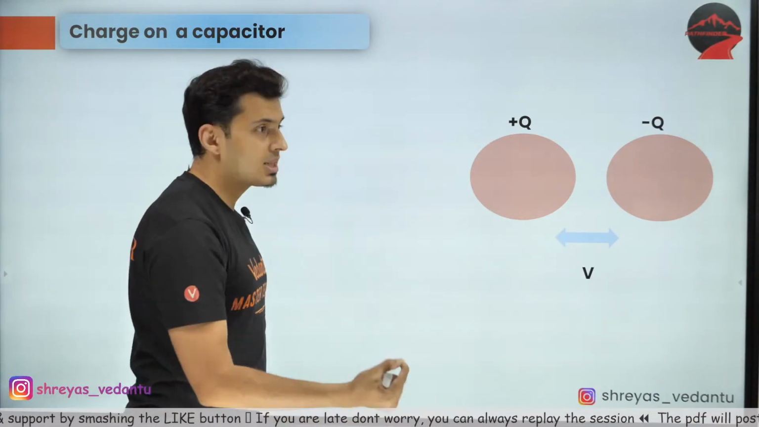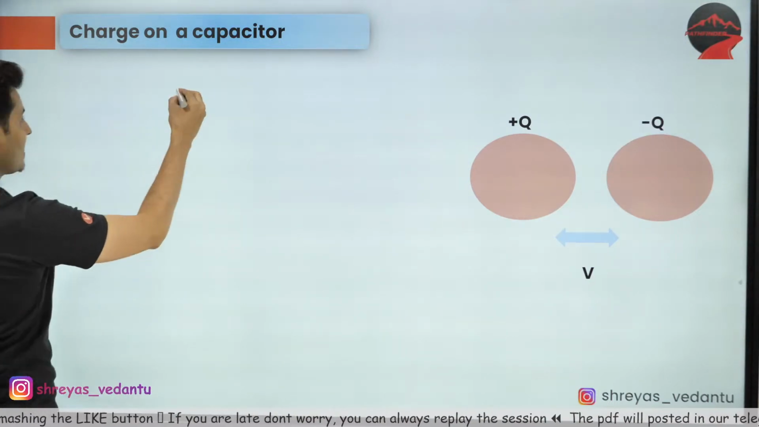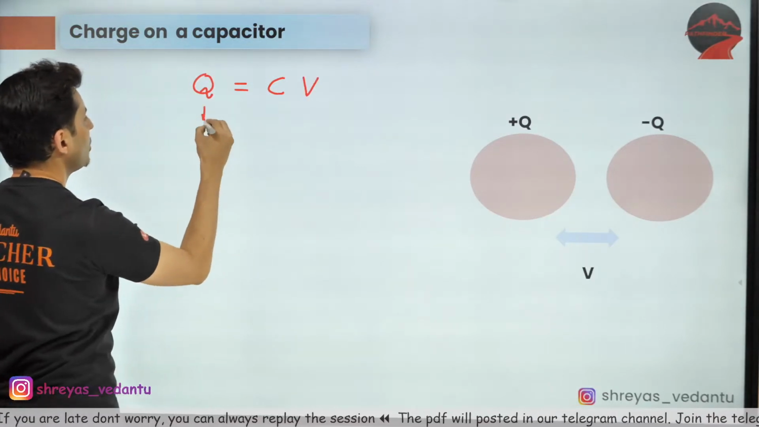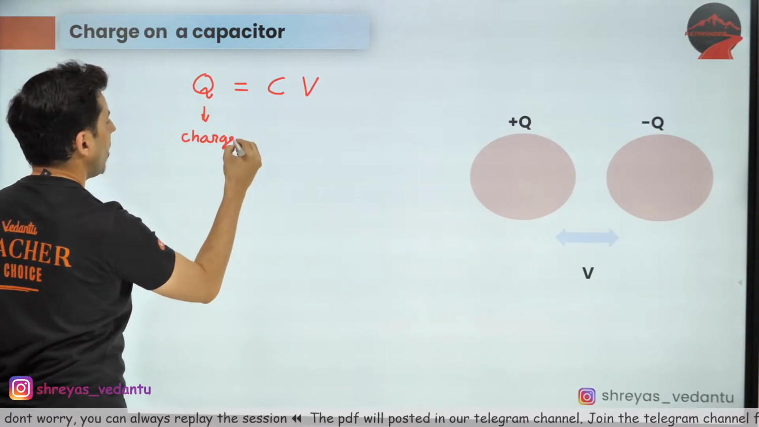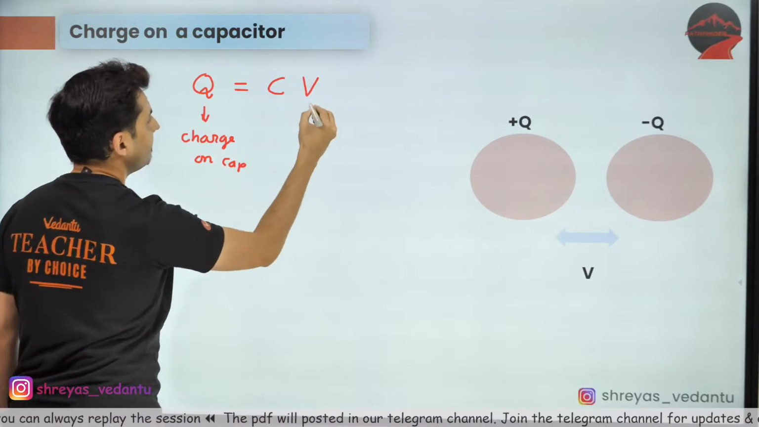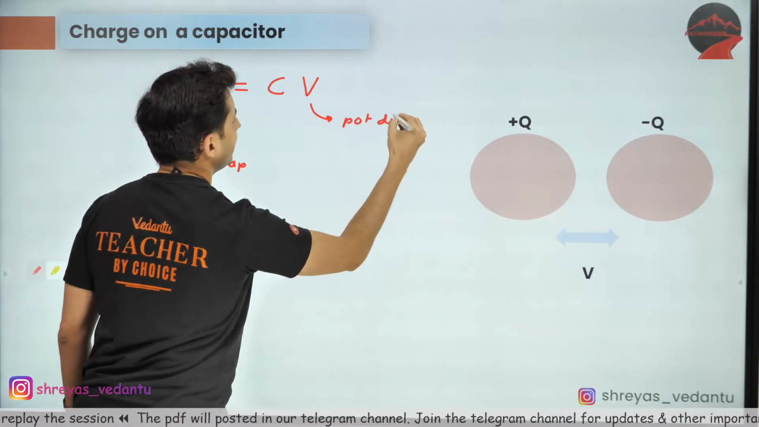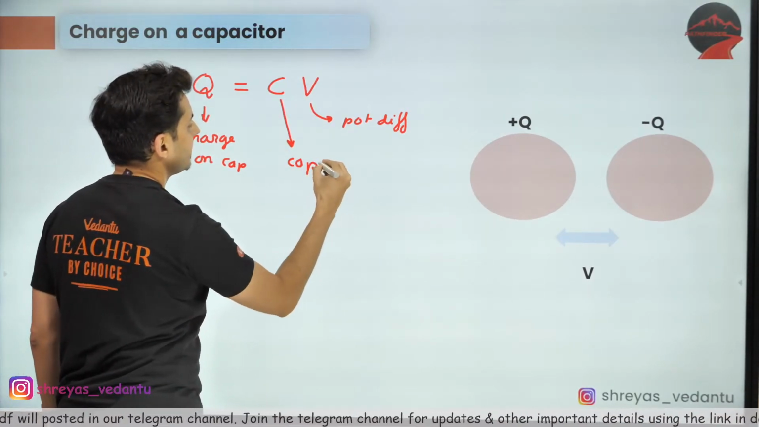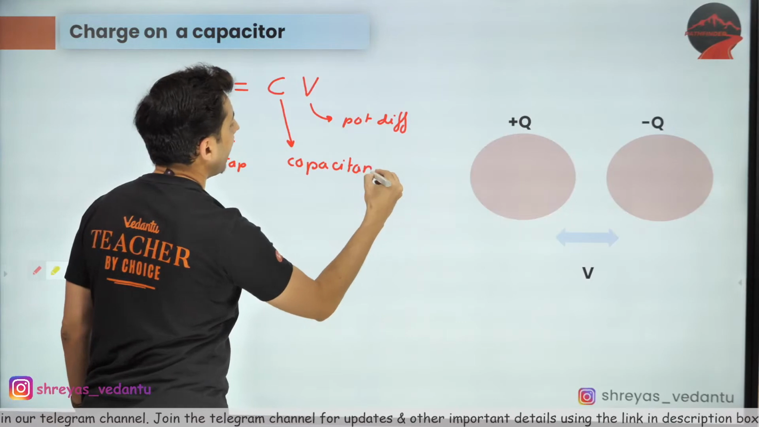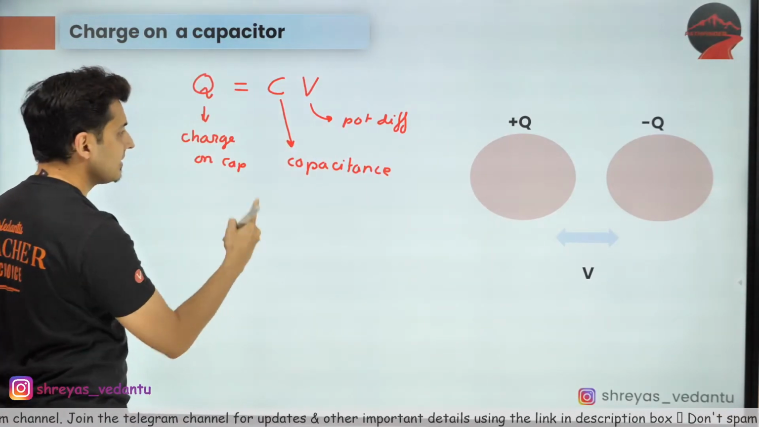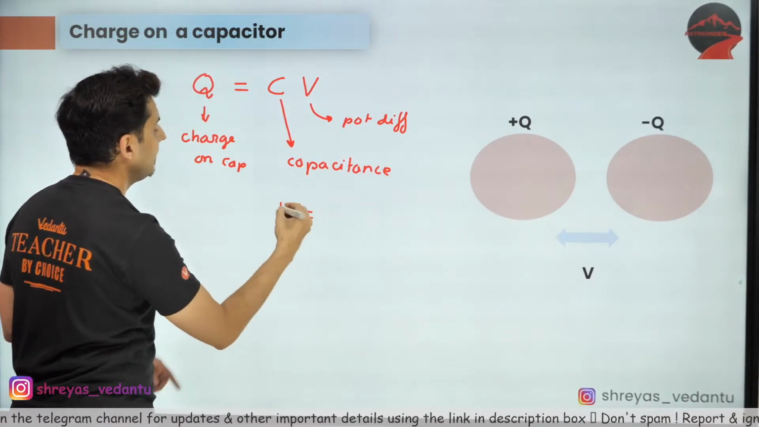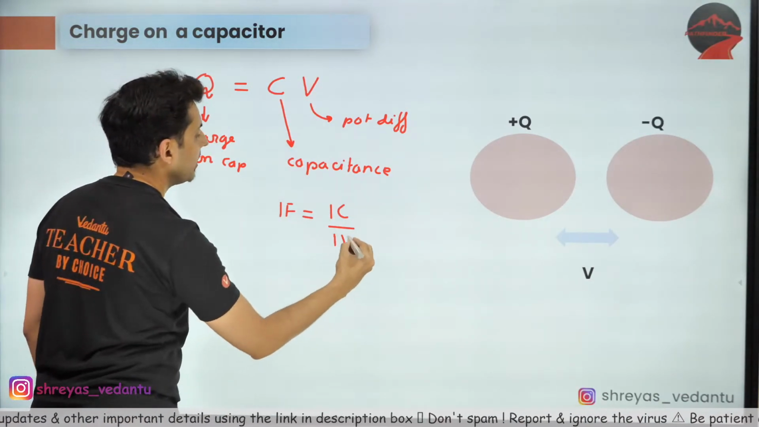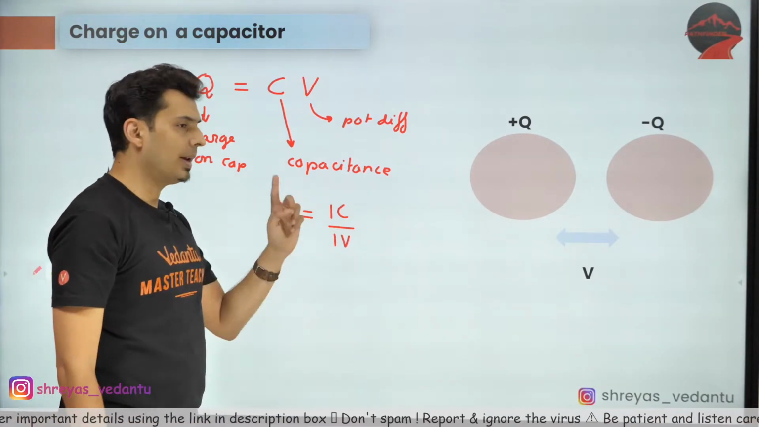And this proportionality between the charge and the voltage is given like this. The charge stored will be Q = CV. Q is the charge on the capacitor. V is the potential difference between the plates. This C is called the capacitance, and the unit of capacitance is farad. So 1 farad is when you store 1 coulomb of charge per unit volt. So 1 farad is 1 coulomb by 1 volt.